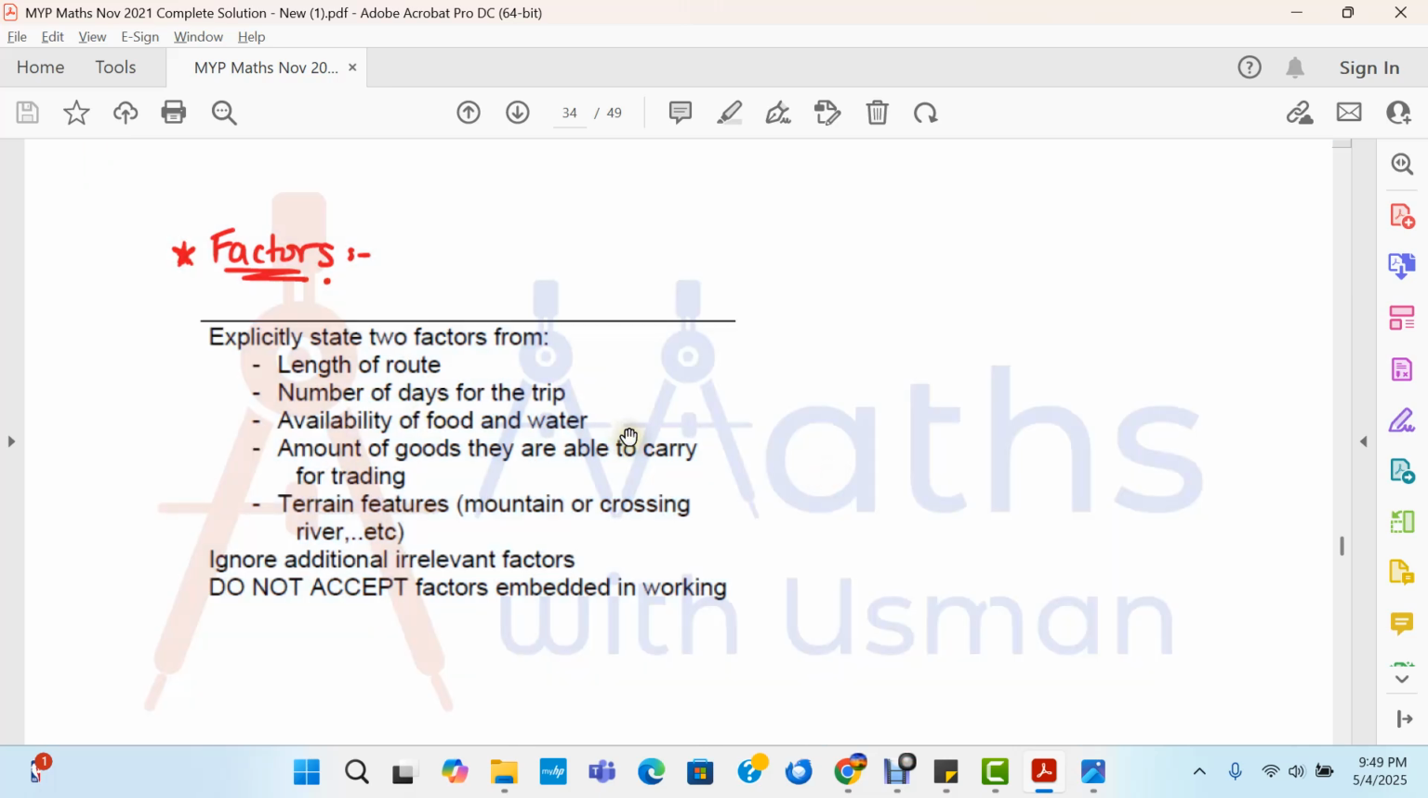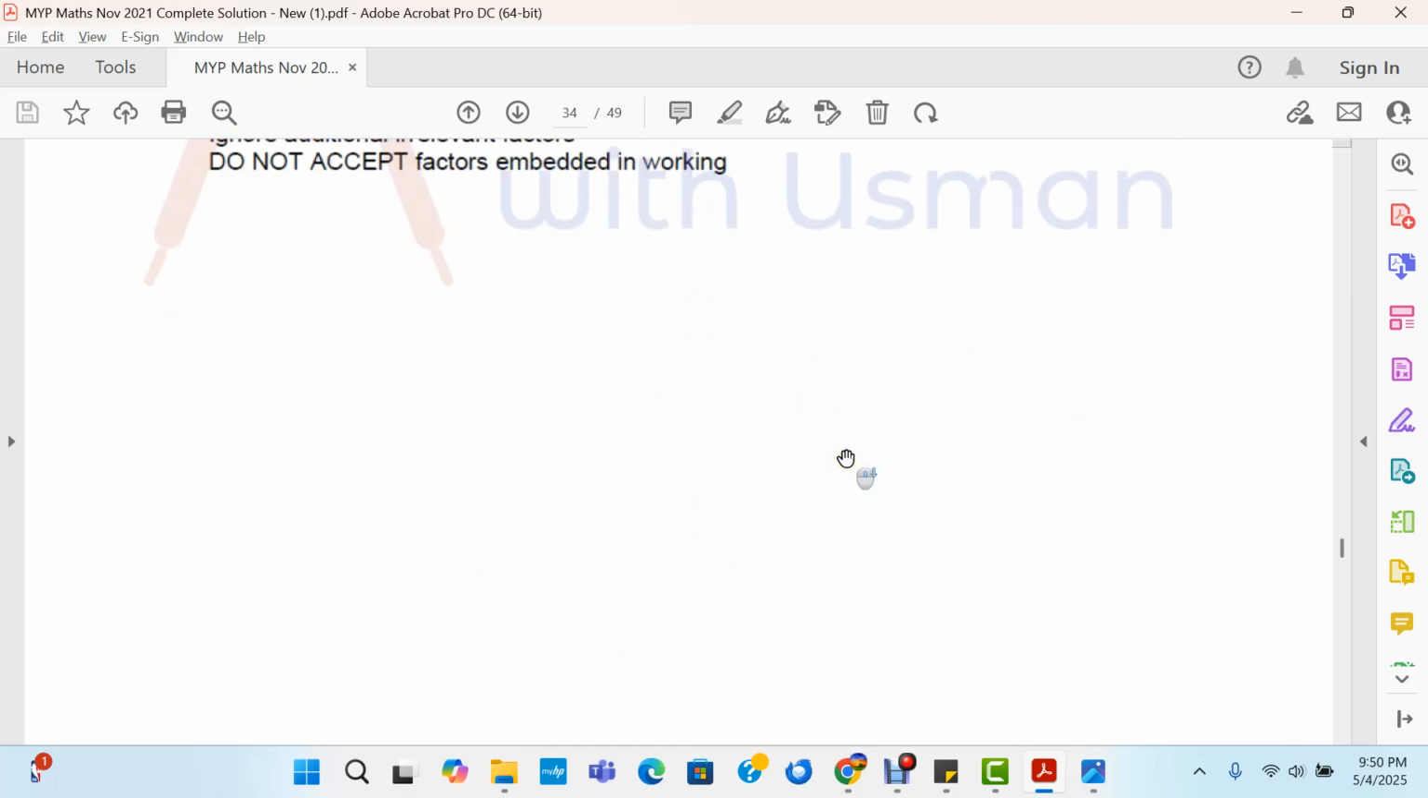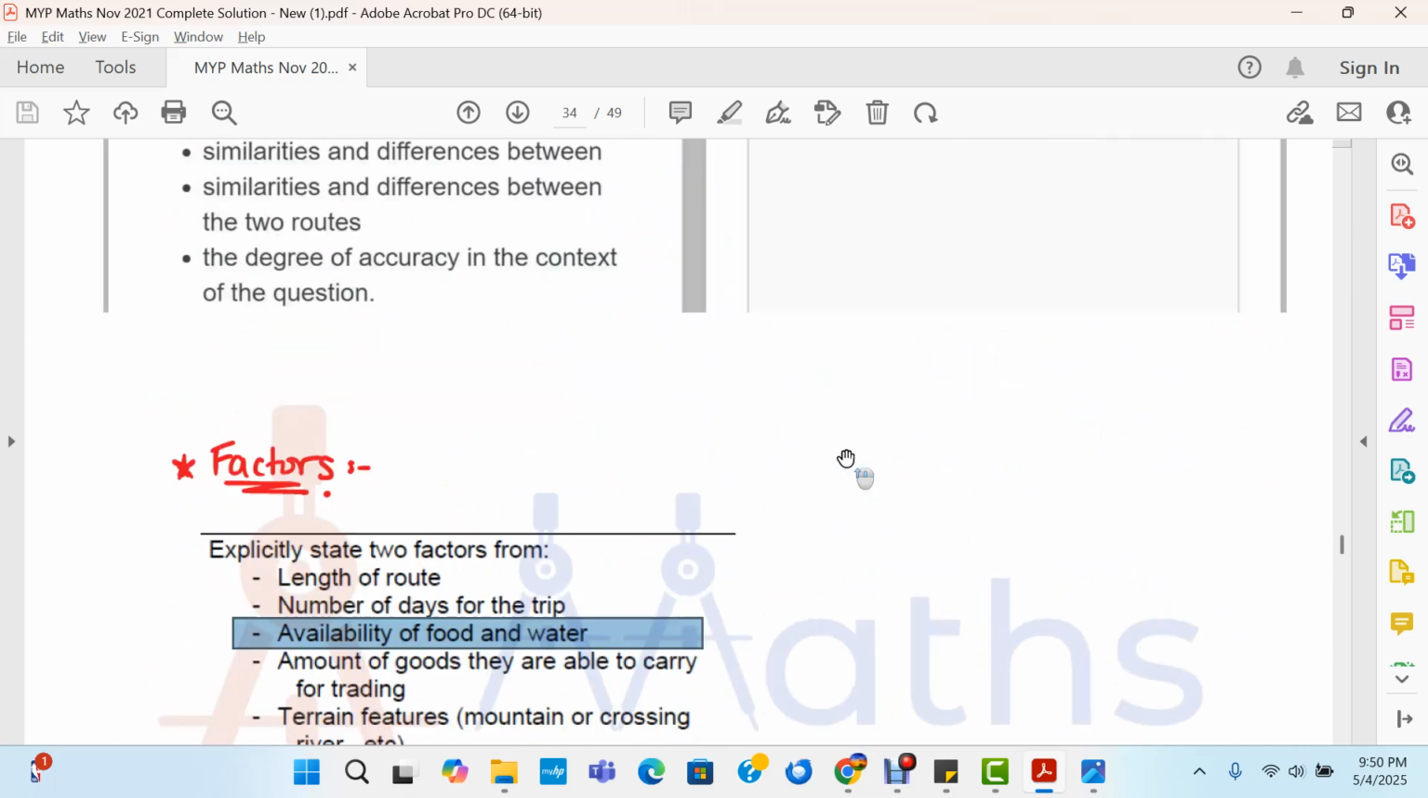So relevant factors, okay, what are the factors that are going to affect your decision to choose a particular route? All of these things. Does the route have food and water availability? The video specifically mentions which route has and which route does not have. Okay. Calculations. Now let's find all of the calculations.